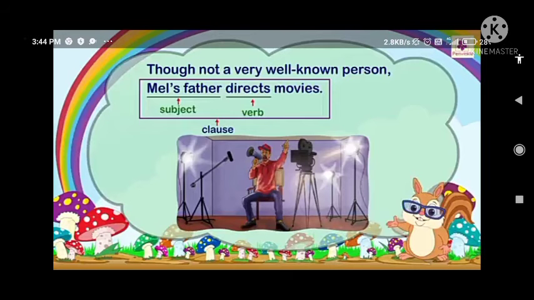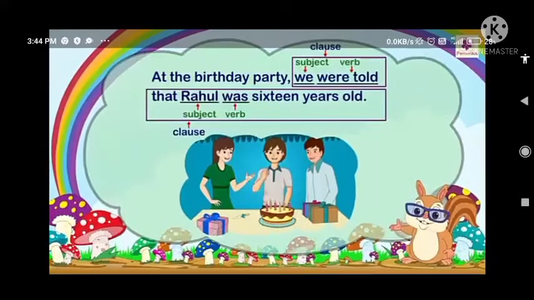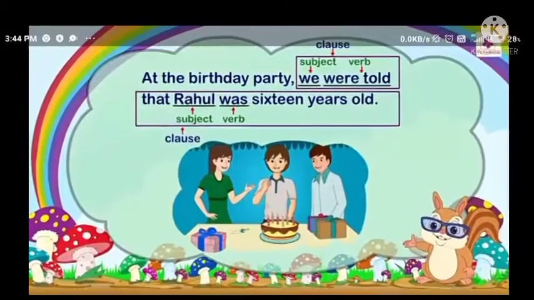See the example, though not a very well-known person, May's father directs movies. So here May's father is the subject and directs is the verb, and these are called a clause. So a sentence can have more than one clause. Yes. See the example. At the birthday party, we were told that Rahul was 16 years old.